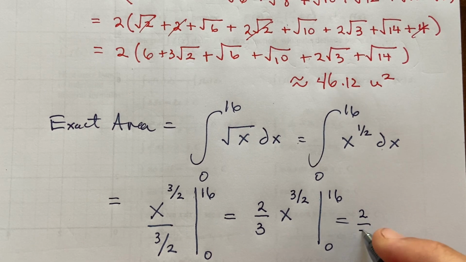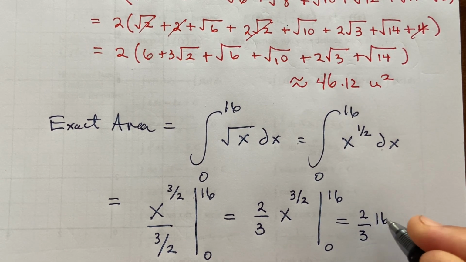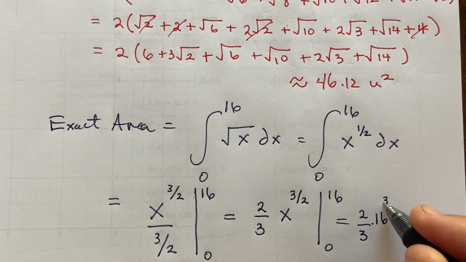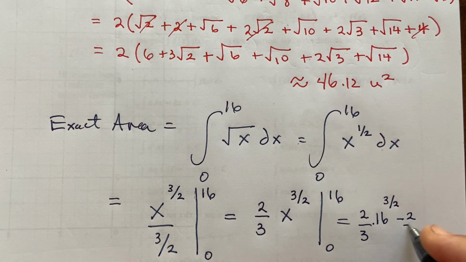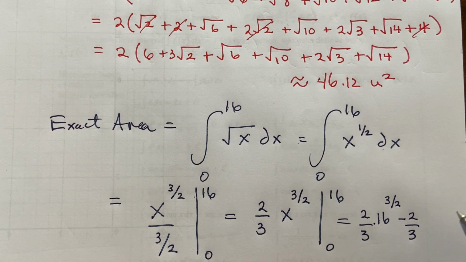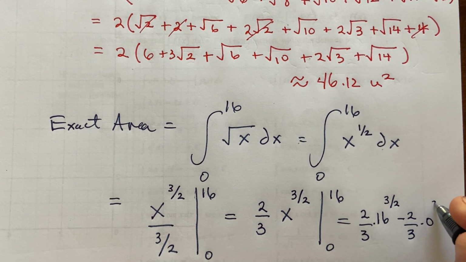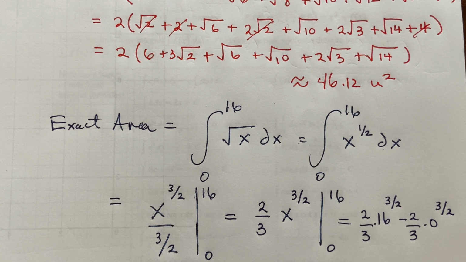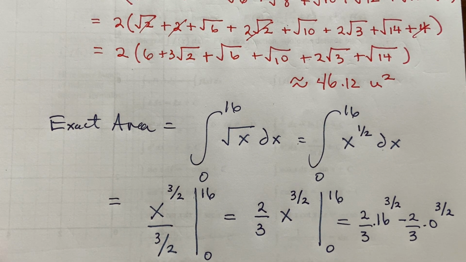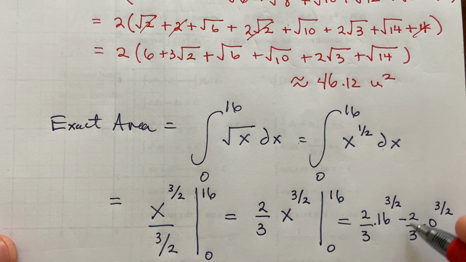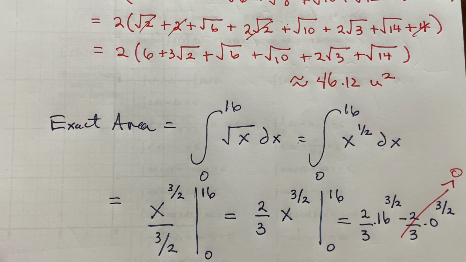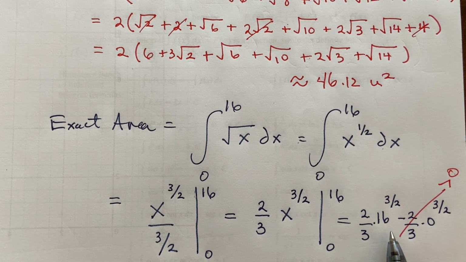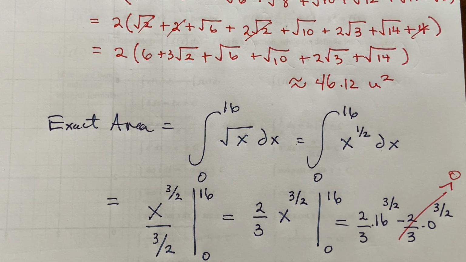So 2/3 times 16 raised to the 3/2, and then minus 2/3 times 0 raised to the 3/2. So some quick arithmetic here. Here's a 0, so that whole thing is just 0. And now we have 2/3 of 16 to the 3/2.